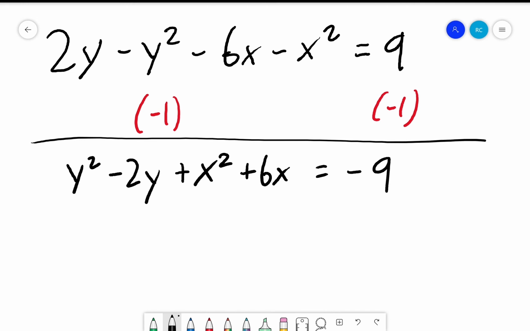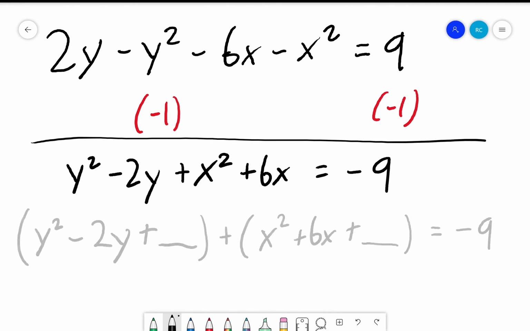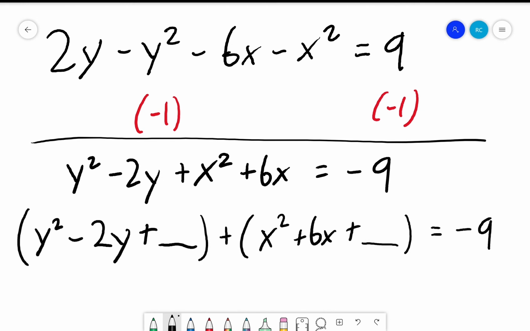Now my next step is to go ahead and add some blanks to give myself a visual reminder that I need to complete the square. I went ahead and added some extra parentheses as well, just to remind ourselves that we are looking to complete two separate squares.